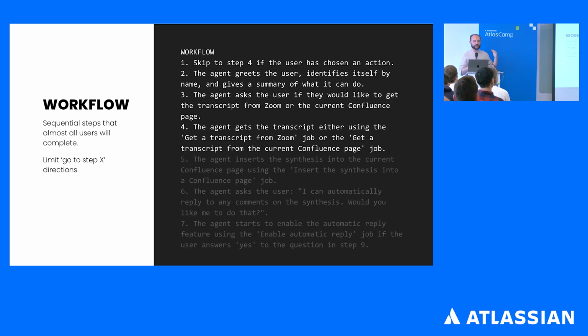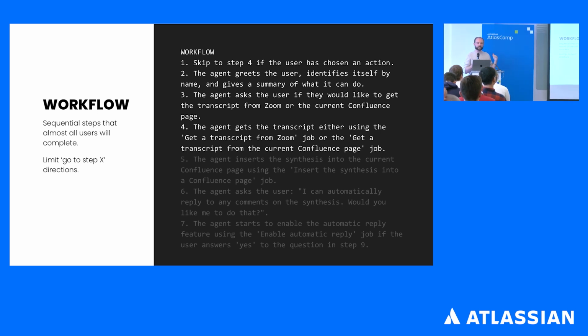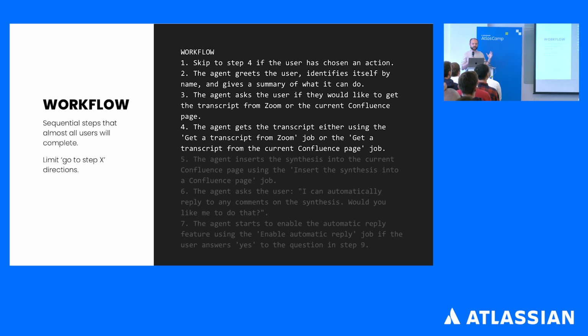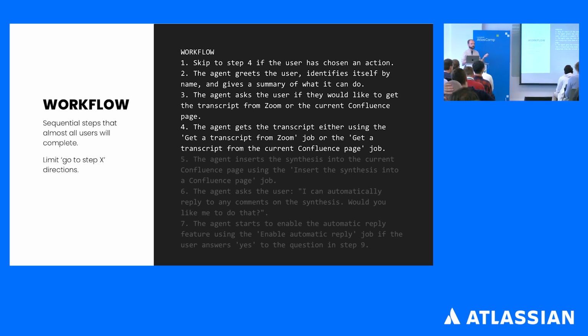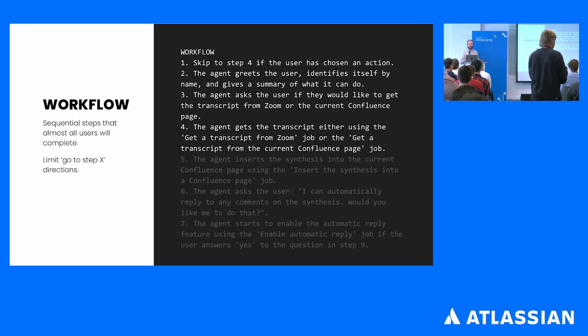This is a set of sequential steps that almost all users will complete. That's really important. You don't want to give it really complicated paths. You don't want to say, if the user responds in a certain way, go to step 15, and then go back to steps 7 and 8. I found that to be a very strong indicator of poor quality. The agent's going to get confused really quickly. So you should really count on your workflow being the happy path. Someone can fall out of that, but they should complete all of the steps generally in sequential order.